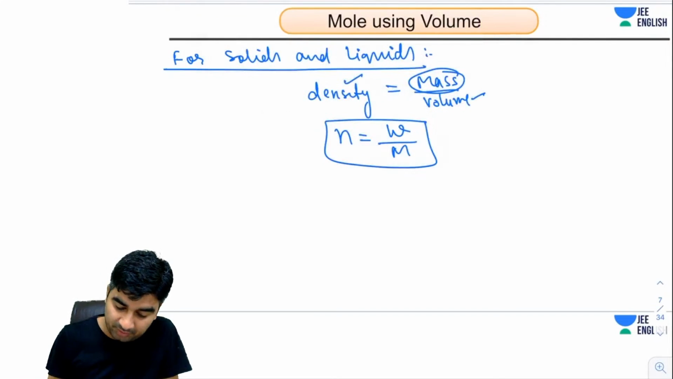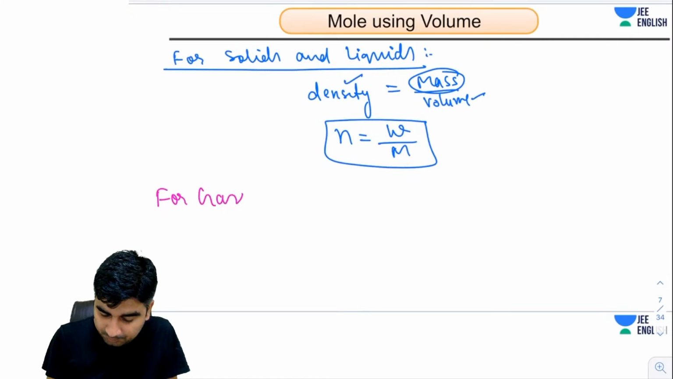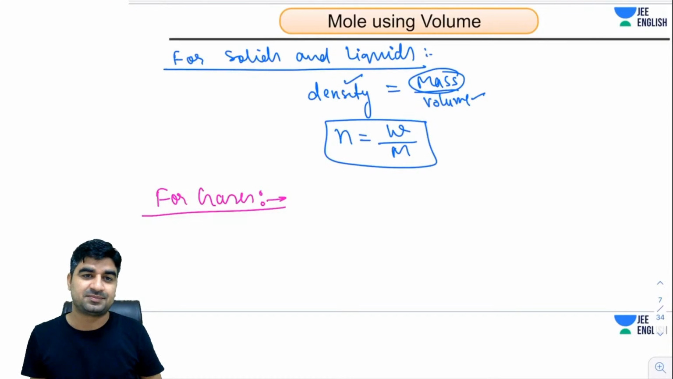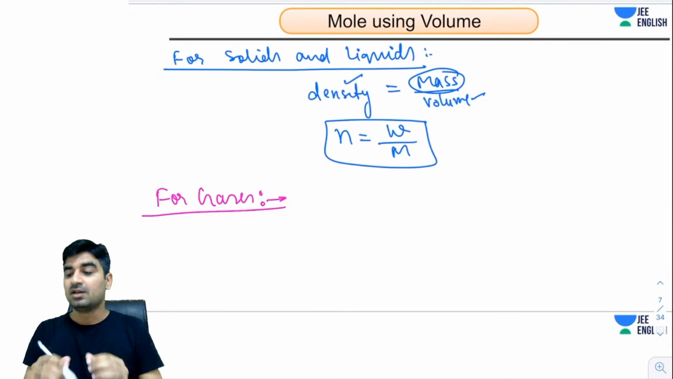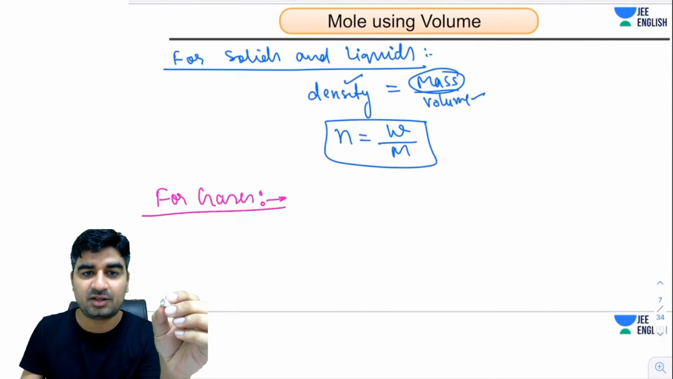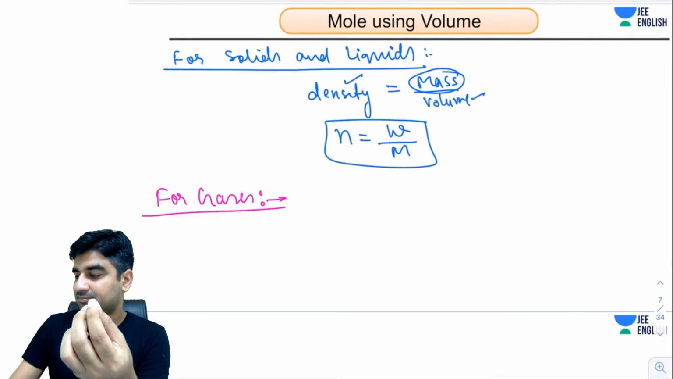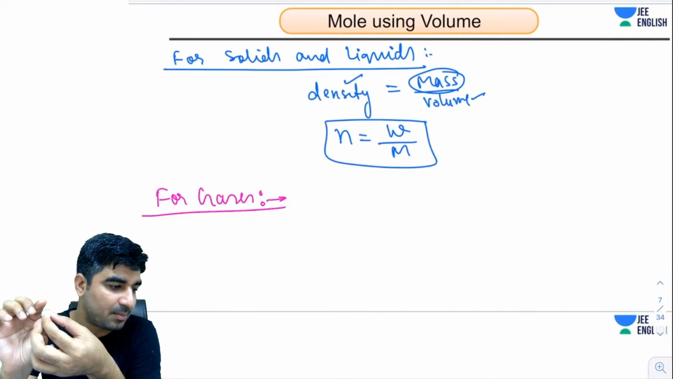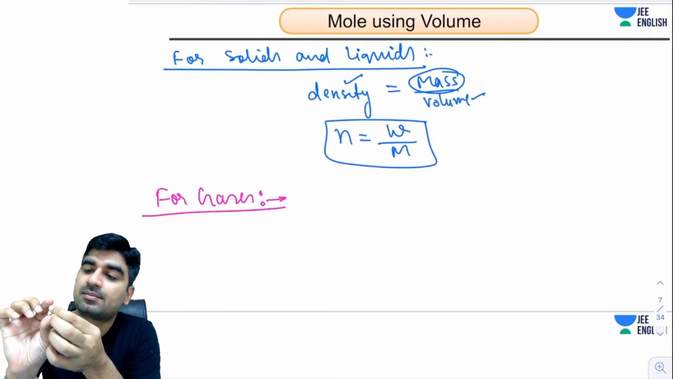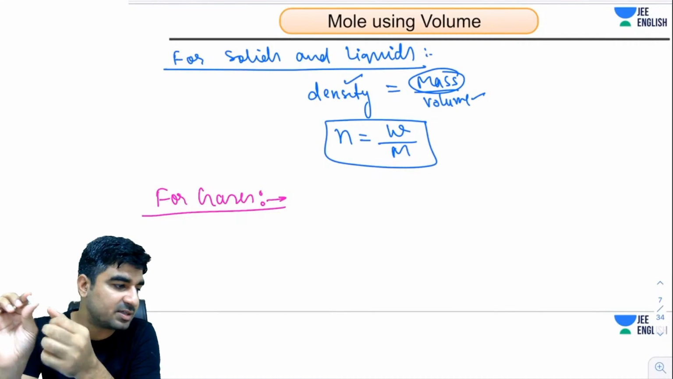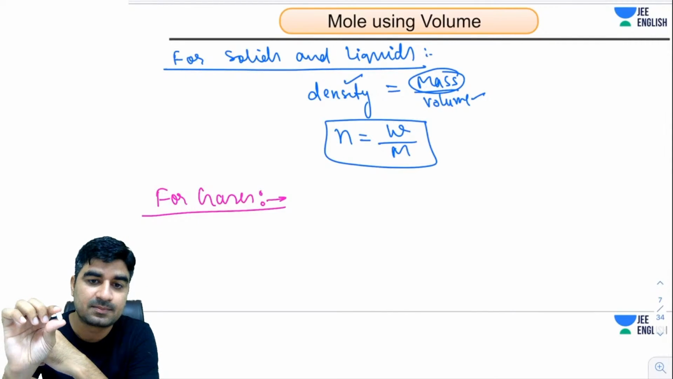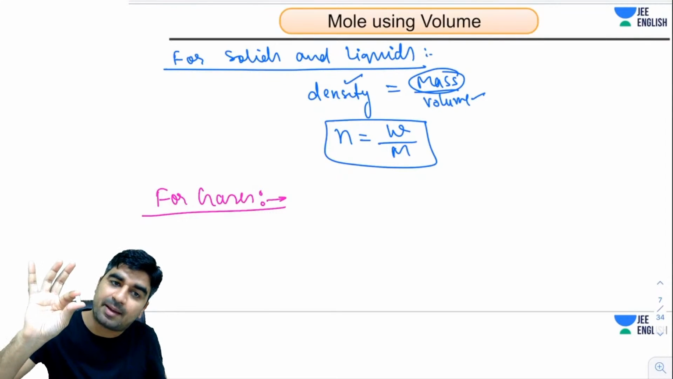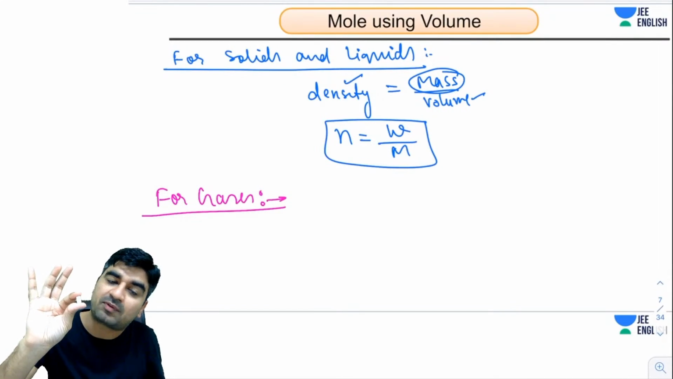yes, here comes the point. For gases, there are some interesting points. Suppose this is a cap. I think you can see it. This is a cap, right? I have some chlorine gas, and it is here. See it? So once this chlorine is inside this cap, the volume of chlorine is equal to the volume of the cap.